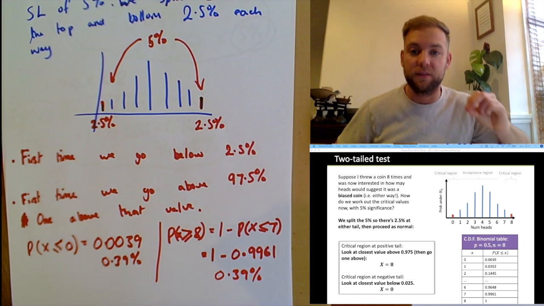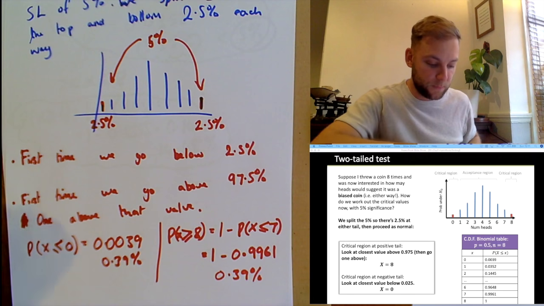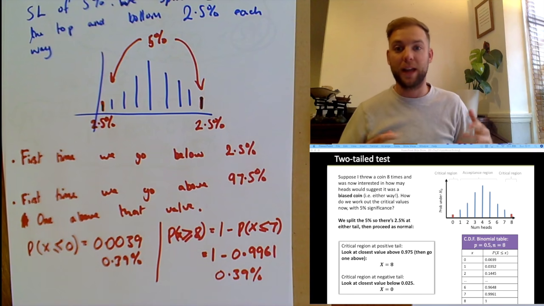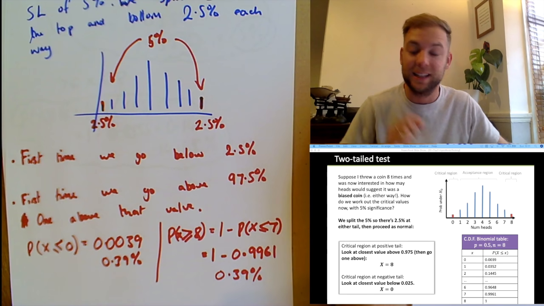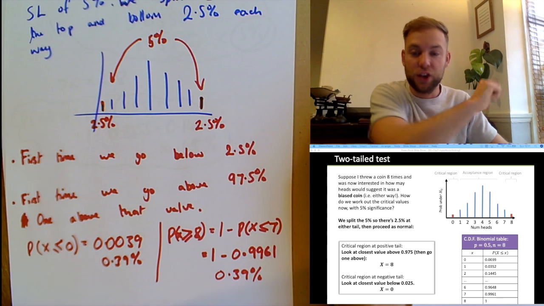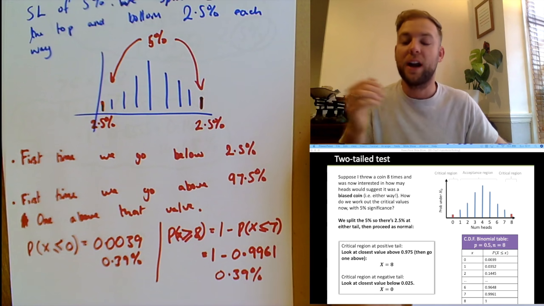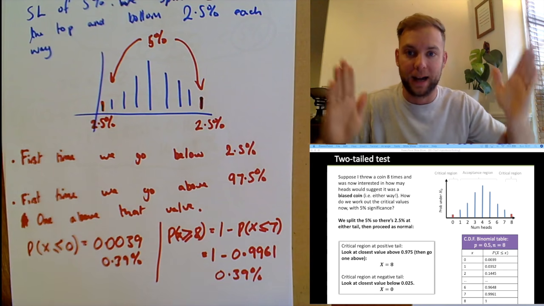So our critical region for this two-tailed test is anything that's below 0 or anything that's above 8. Now obviously you can't get below 0 and above 8, but it includes 0 and it includes 8. So our actual critical region for this is 0 and 8. So if I was to flick a coin 8 times and I got 0, or I was to flick a coin 8 times and I got 8, then I would say that this coin is biased.